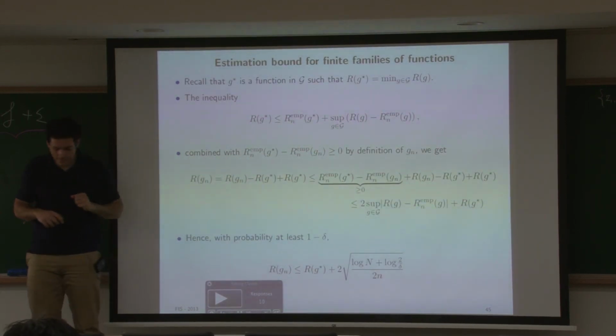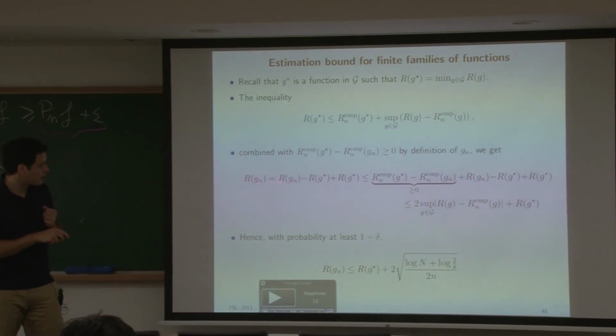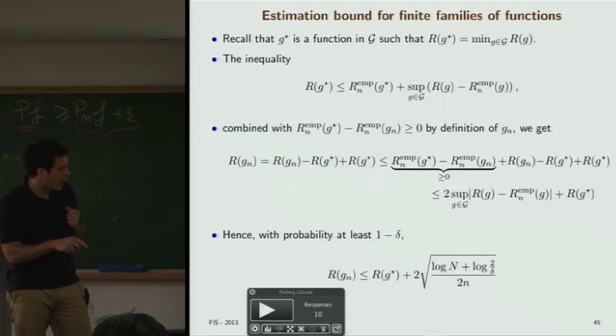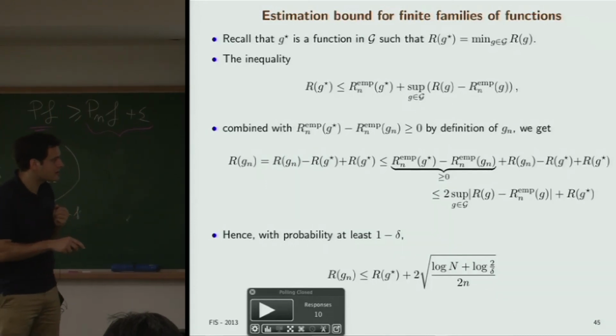So if you combine, you remove R of G star plus R of Gn minus R of G star, and then you add this term here, then you will see that you can basically compute a very simple bound which tells you that the risk of Gn is smaller than the risk of G star plus twice this bound here.